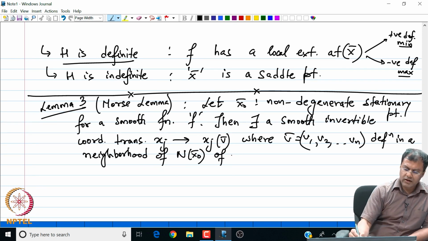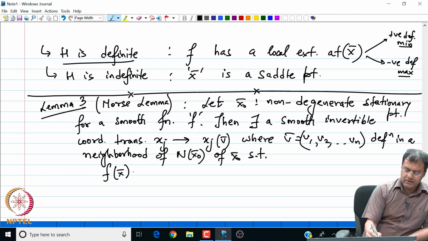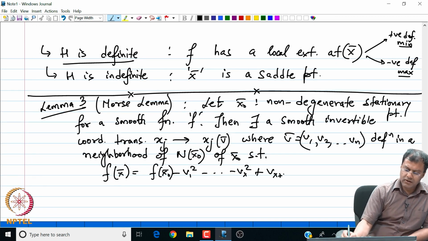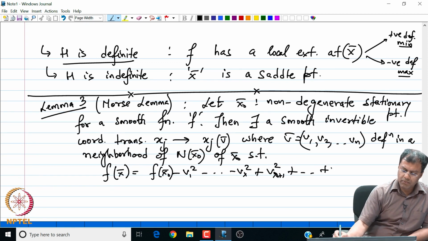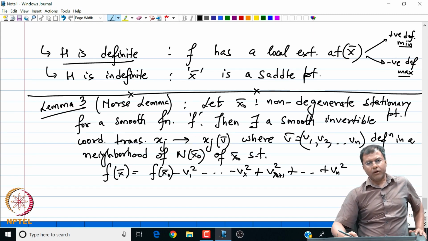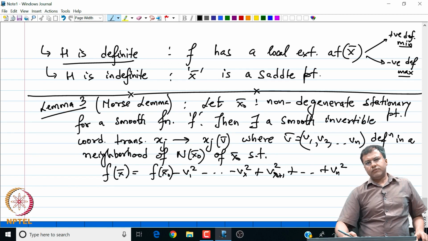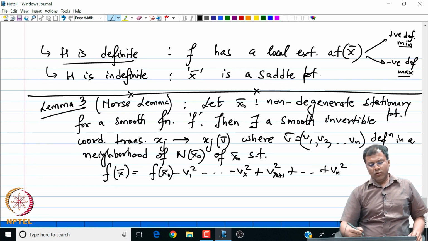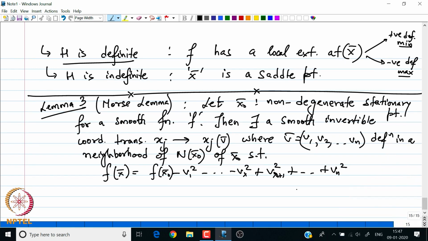Such that we have f of x is equal to f of x naught minus v1 squared up to v lambda squared, plus v lambda plus 1 squared plus and so on plus vn squared. So, it essentially says that suppose x naught is a critical point, then I can find a certain coordinate transformation, a map in which when my independent variables are transformed, I can write down my function into this form that I have shown.